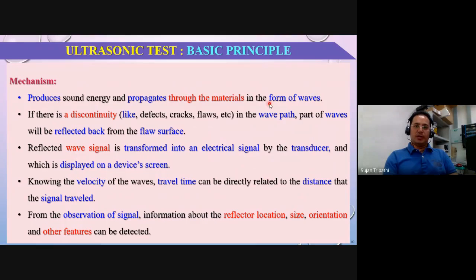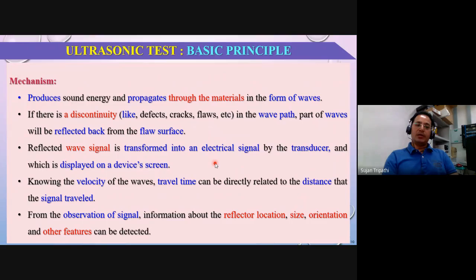Okay, ultrasonic test, basic principles. I'm continuing this part. Here we can see how the mechanism works during the testing process. At first, the device produces the sound energy and propagates it through the material in the form of waves. And if there is any discontinuity or defect within the plate in the wave path, part of the waves return back from the flaw surface, and then the reflected wave signal is transferred into an electrical signal by the transducer, which is displayed on the device screen.